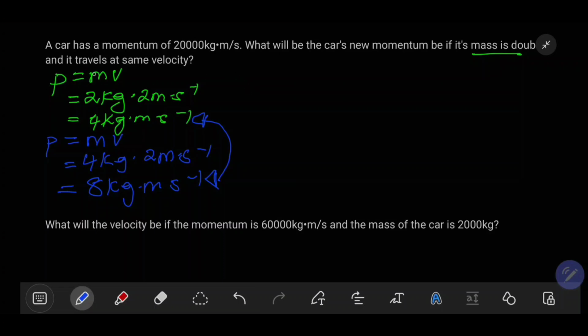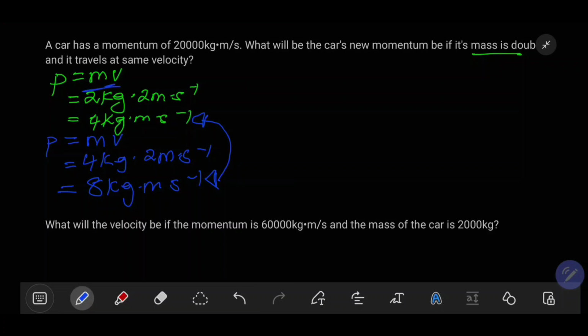So it means P is directly proportional to the mass, and P is also directly proportional to the velocity. If we increase either the mass or the velocity, the momentum will also increase. But if we decrease either the mass or the velocity, then the momentum will also decrease. So the relationship between these three quantities is that the momentum is directly proportional to the two.